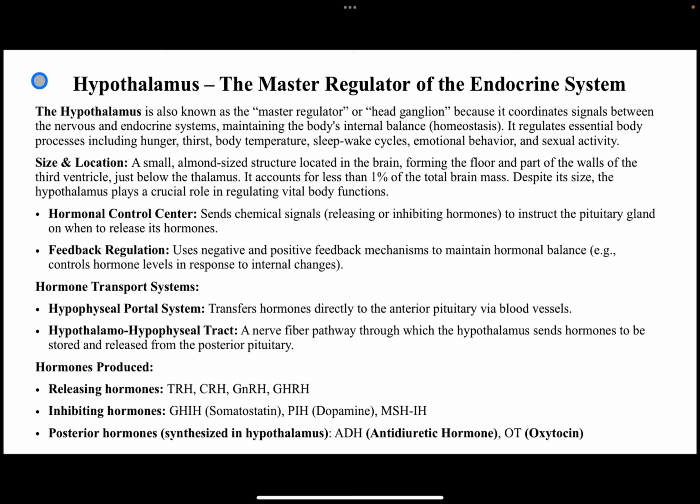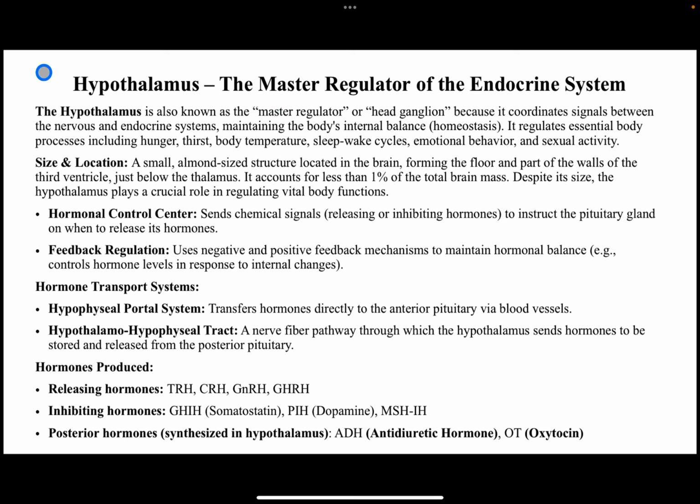Okay, so now let's begin with the hypothalamus. In fact, the hypothalamus is also referred to as the master regulator of the endocrine system. It's more like the president of the endocrine system, like the chief. You should see the hypothalamus beyond a gland. That is why you can't call it the master gland, and that is why we are using the term master regulator.